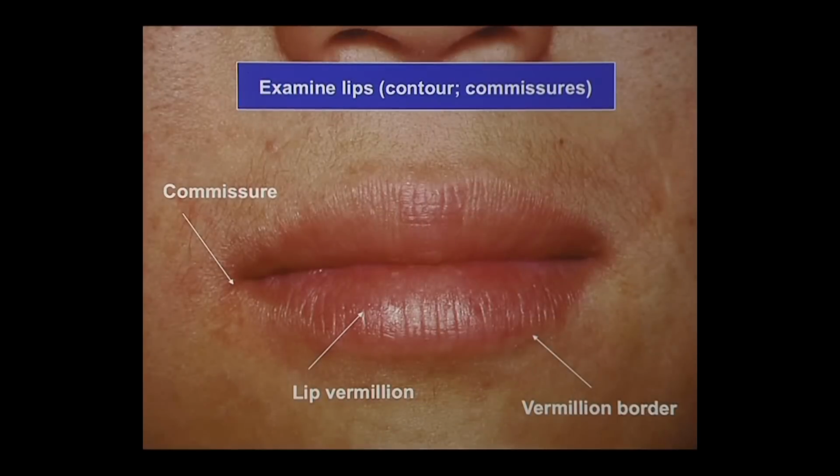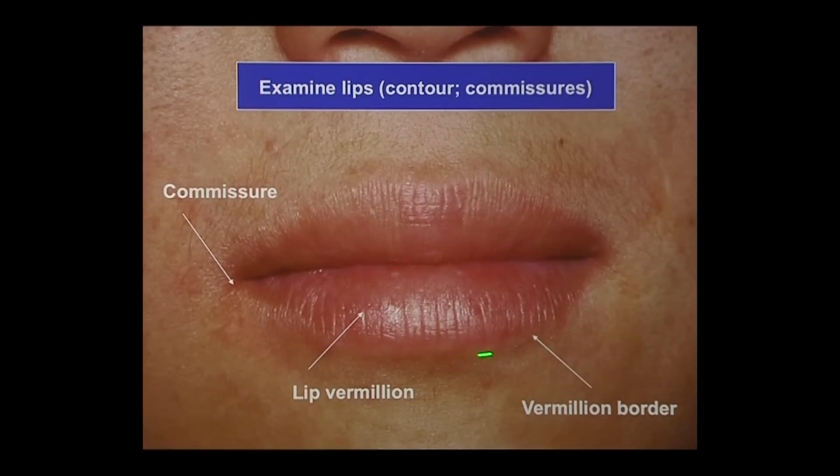Then we want to look at the lips. Before patients open their mouths, we want to look at the contour of the lips, and we call this part here the vermilion of the lip, and this is the vermilion border. And then we look at the commissures. And you may have noticed that if you spend a lot of time in the sun, later in life, you can lose a lot of that vermilion border.